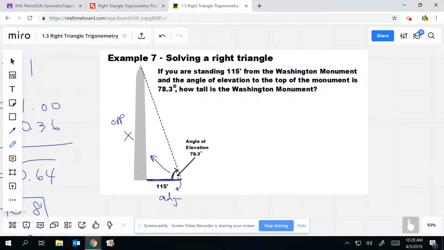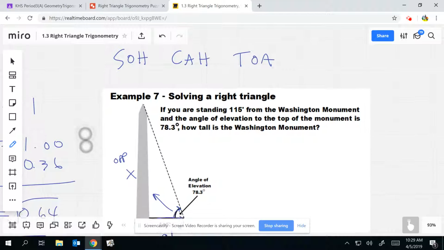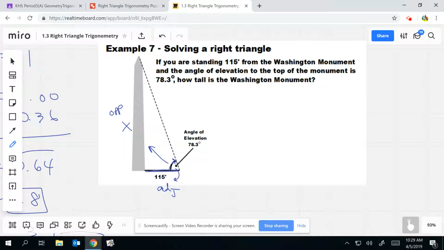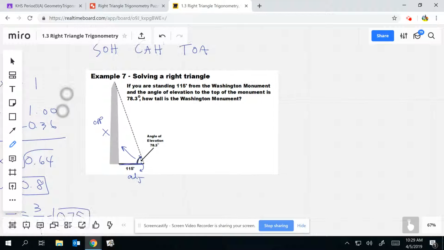So a lot of you may or may not remember your SOHCAHTOA. Hopefully you do. So on these last three examples, it's all about sine being opposite over hypotenuse, cosine being adjacent over hypotenuse, tangent being opposite over adjacent. And in our problem, we're looking for O, and we have A. So OA is going to be our TOA. So we're going to use the tan.